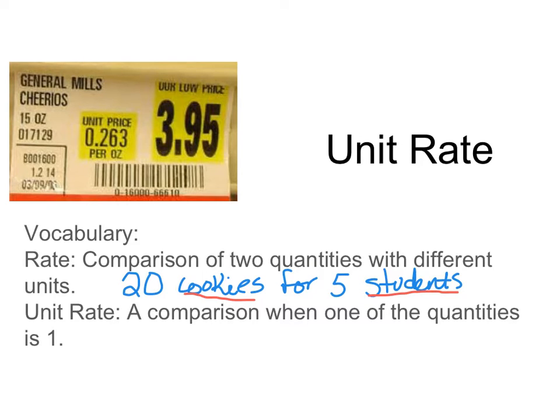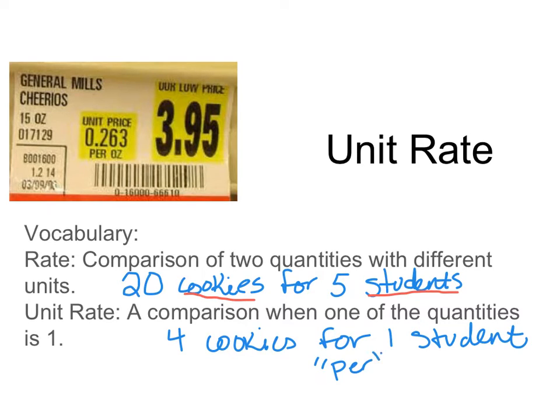Now, a unit rate is a type of rate, so you still have two quantities, but one of those quantities has to be 1. So a unit rate is like the price for 1, the amount for 1, the distance for 1. So in this situation, you would say that there are 4 cookies for each student, for one student. And we'll often use the word per and then leave out the 1. So we might say 4 cookies per student.